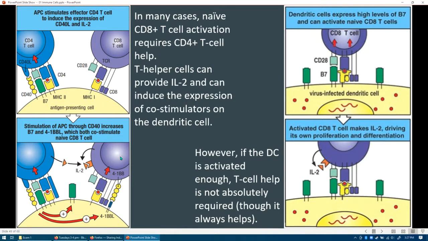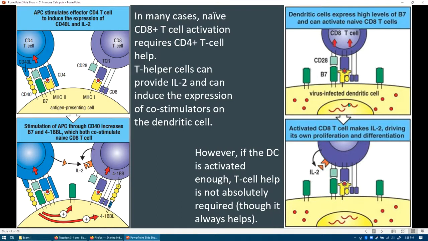So regardless, actually that's not the right word, but basically Th1 cells can help drive the cytotoxic T cell response through this mechanism. However, in some cases, the dendritic cell has enough B7 on its surface to get you co-stimulation of the CD8 T cell. And in those cases, you don't necessarily need the Th1 help, although it always does provide a little bit of help for the response. But it's not always 100% needed.